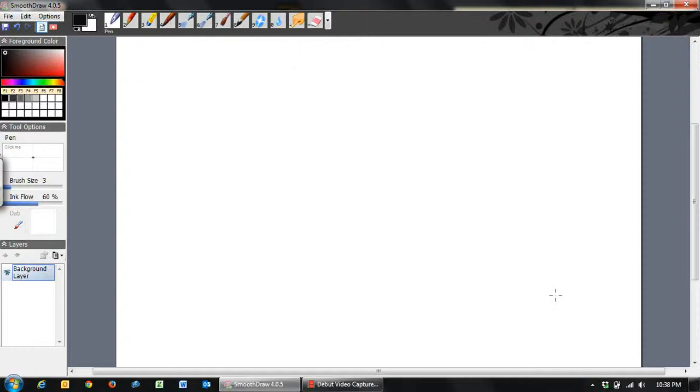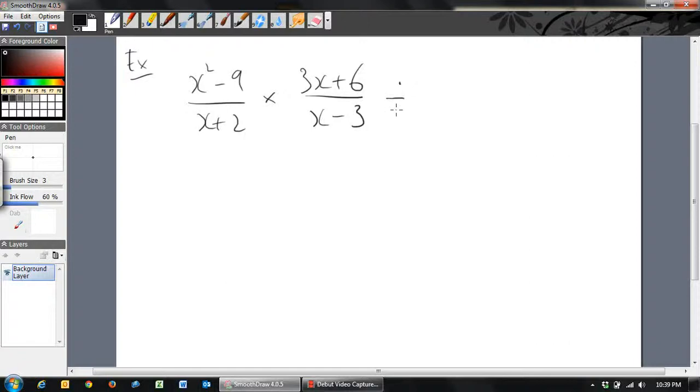Before I get on to some nasty ones, I might just do sort of looking for factors. So let's do another one looking for some factors. So x squared minus 9 over x plus 2 times 3x plus 6 over x minus 3 divided by 9 over x.